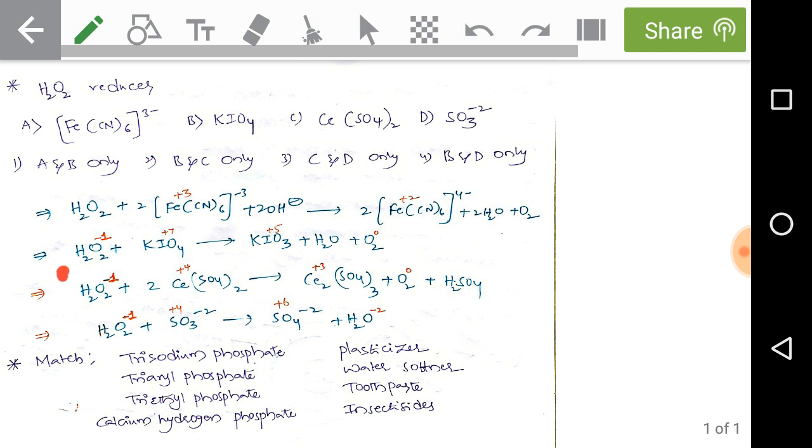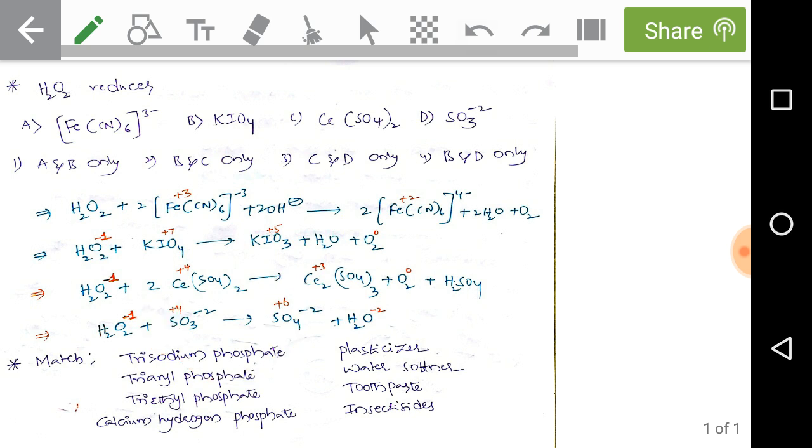Whereas hydrogen peroxide directly reacting with KIO4, where iodine plus 7 is reduced to iodine plus 5 by the hydrogen peroxide. Hydrogen peroxide reacting directly with cerium sulfate, where cerium is in plus 4 and is reduced to plus 3. And hydrogen peroxide reacting directly with SO3 minus 2 producing SO4 minus 2, where sulfur is oxidized instead of getting reduced.